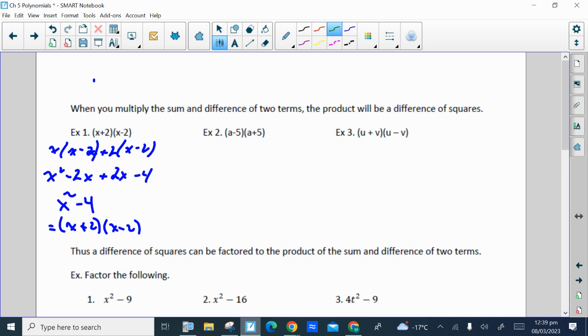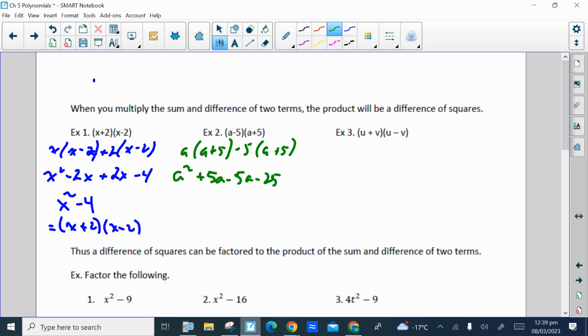Okay, so the next one is similar. It's the product of the sum and difference of two terms. We will multiply these together, again, by using the distributive property. So a times a is a squared. a times positive 5 is positive 5a. Negative 5 times a is minus 5a. And negative 5 times 5 is minus 25.